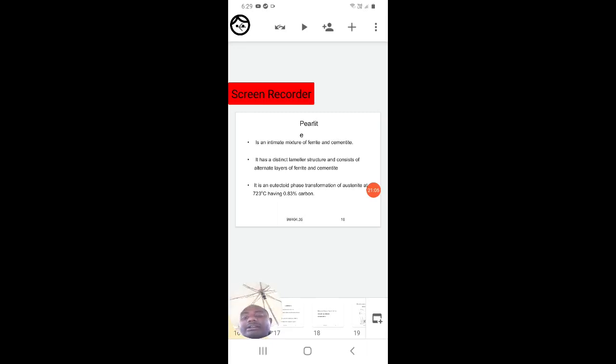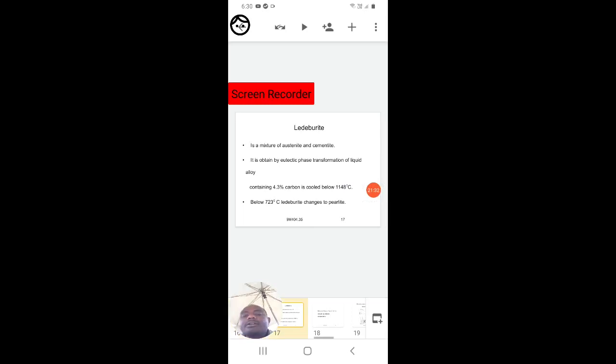This occurs at 723 degrees centigrade and 0.83% of carbon. This is the eutectoid reaction. Very, very important. Eutectoid reaction: one solid gives rise to two types of solids. That type of reaction is called eutectoid reaction.